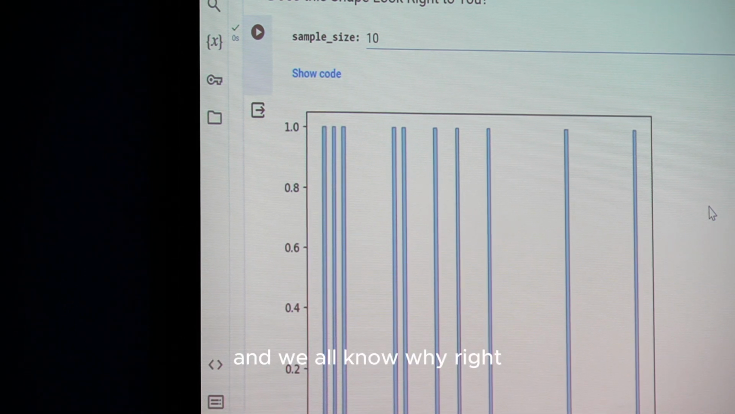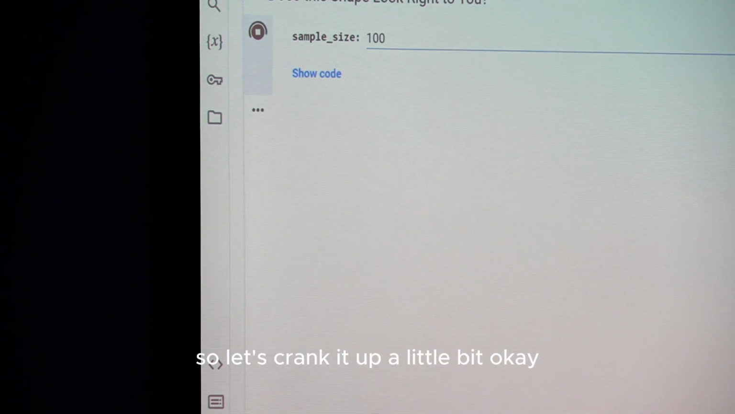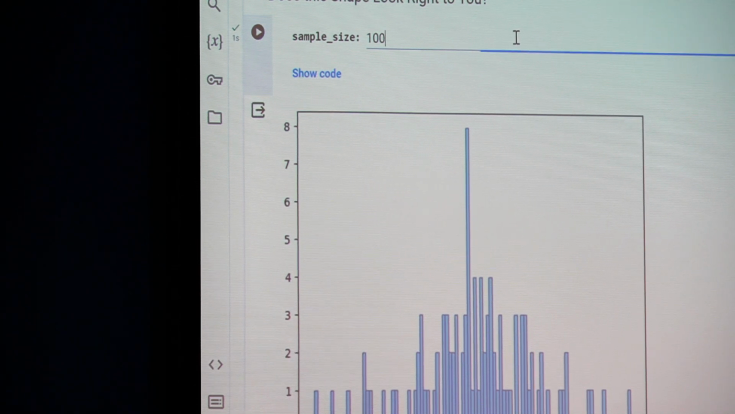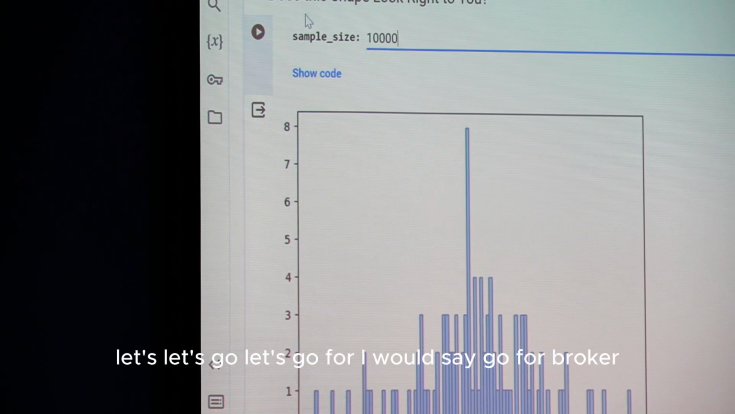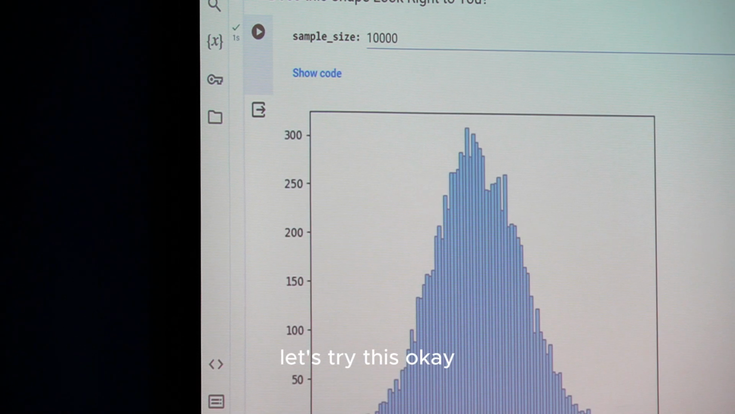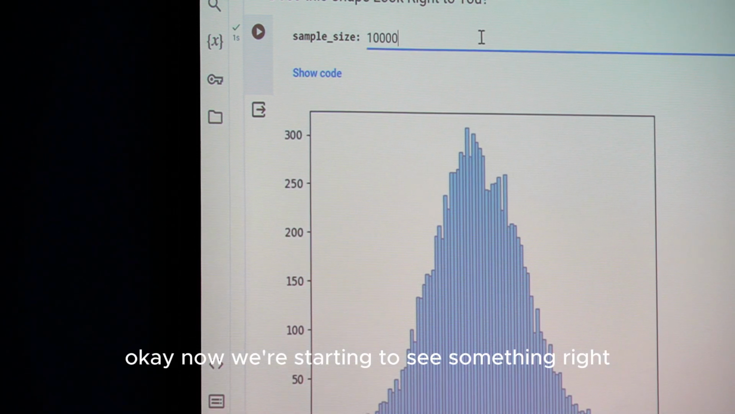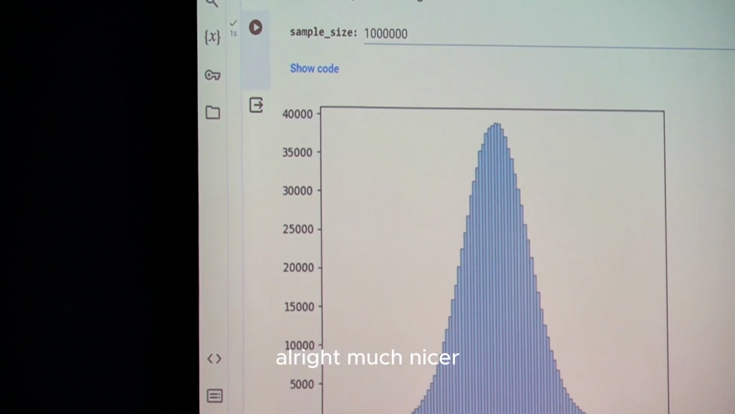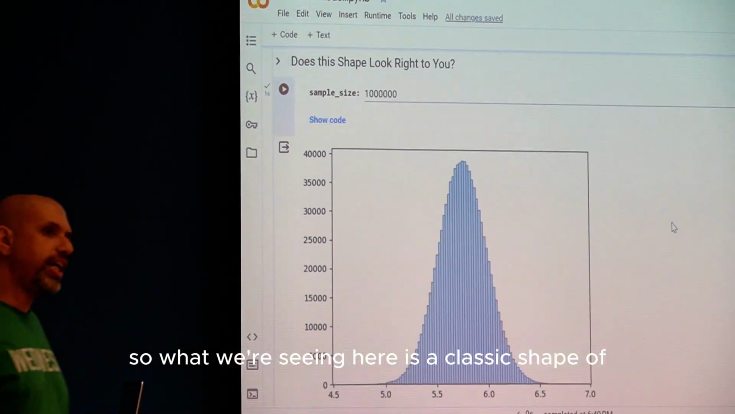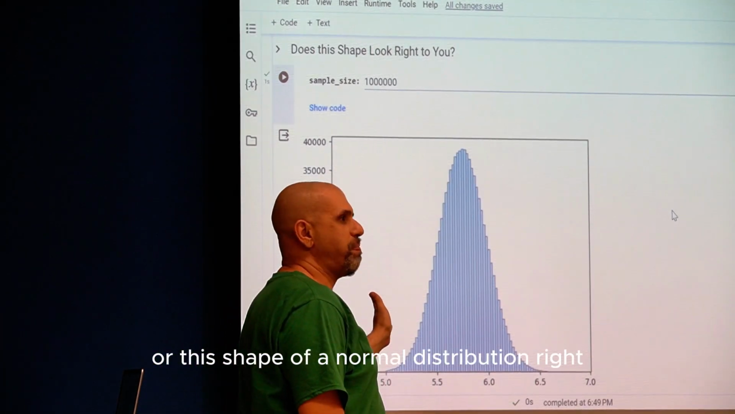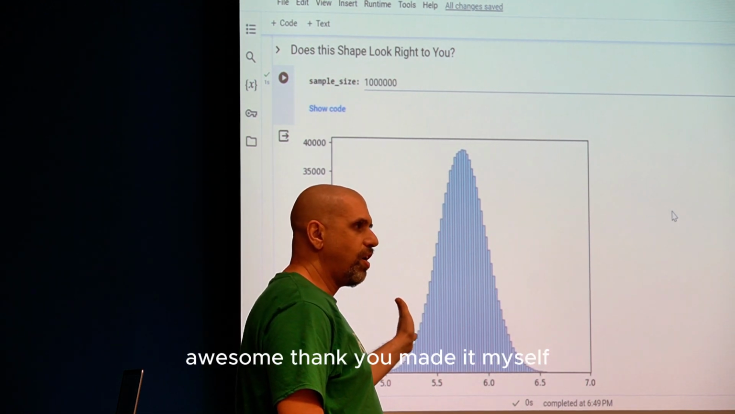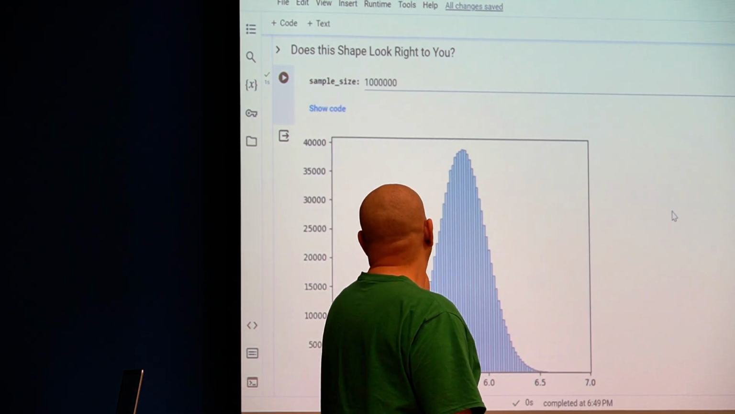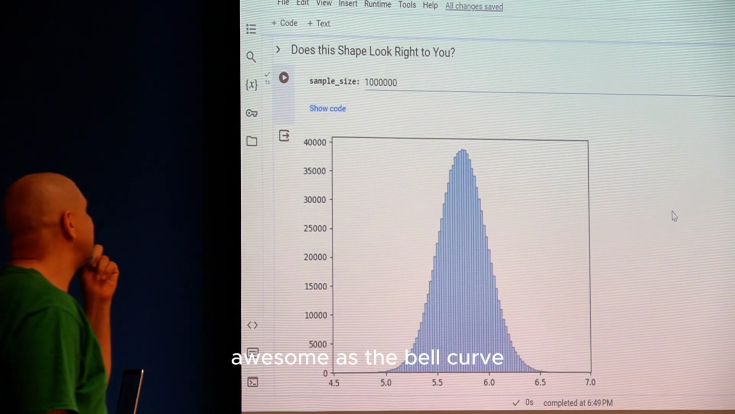And we all know why, right? Why does it look like crud? Small sample size. So let's crank it up a little bit. Let's go for, well, I won't say go for broke, but let's try this. Okay, now we're starting to see something. And what the heck, let's go for a million. Okay, much nicer. So what we're seeing here is the classic shape of a normal distribution, also known as the bell curve.